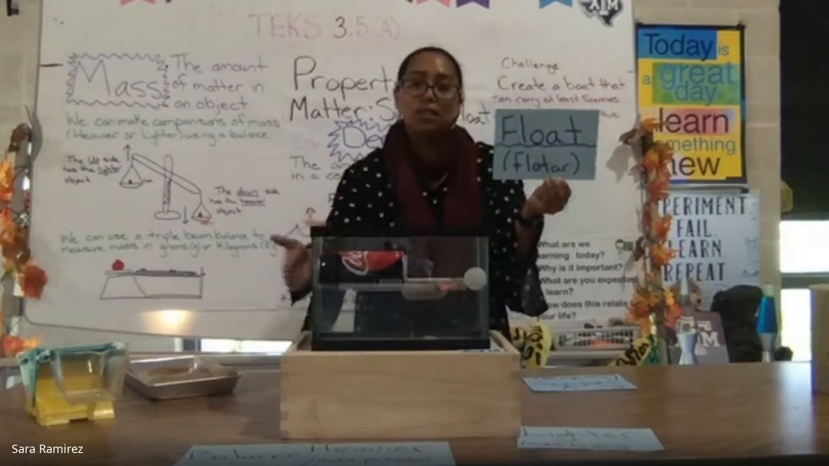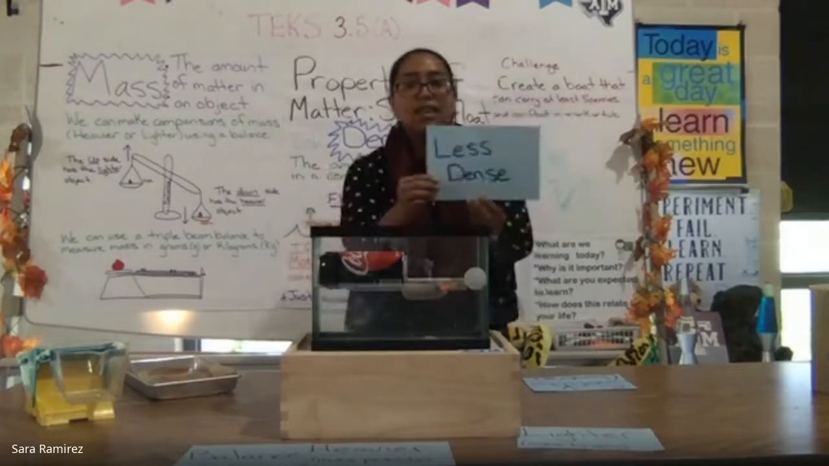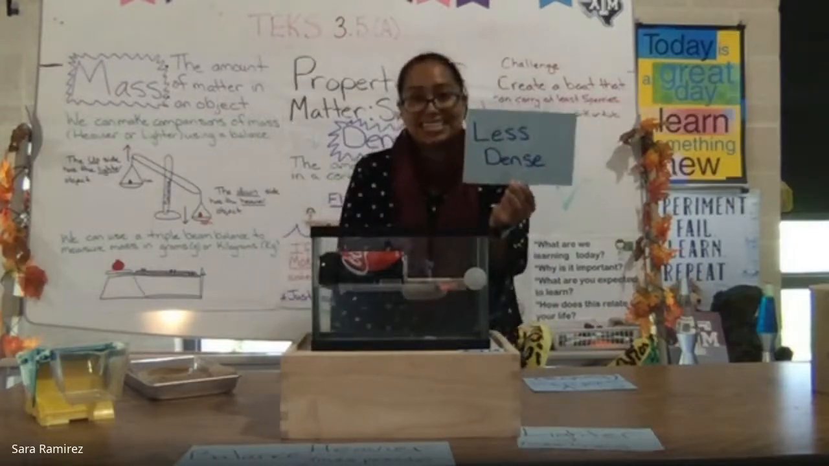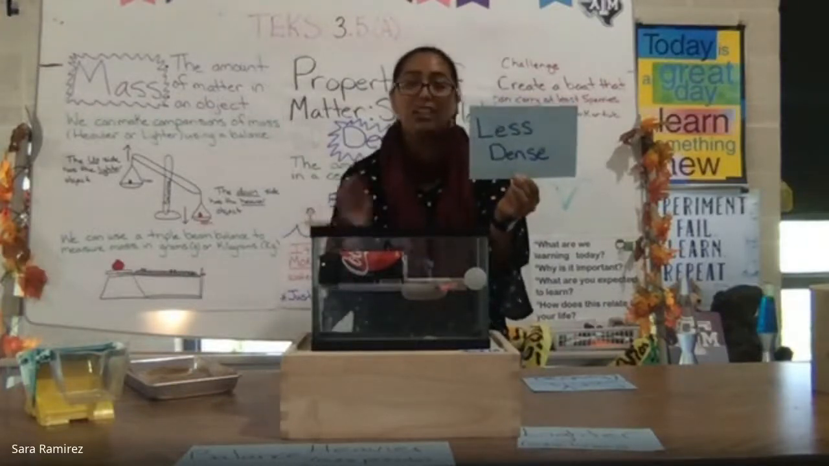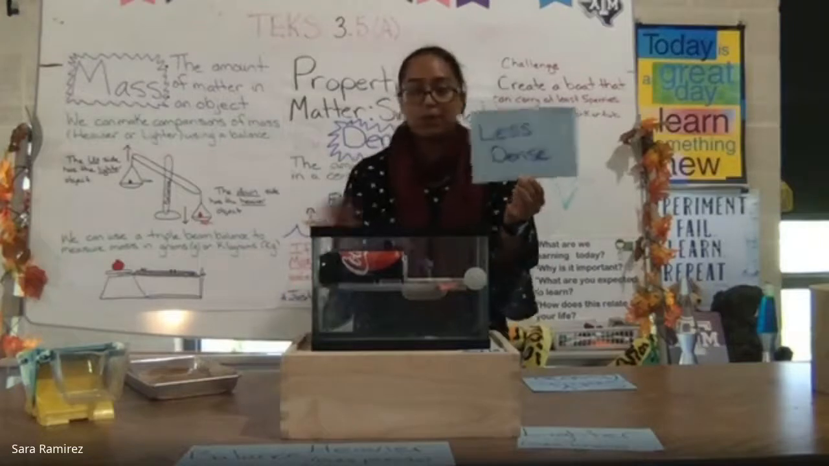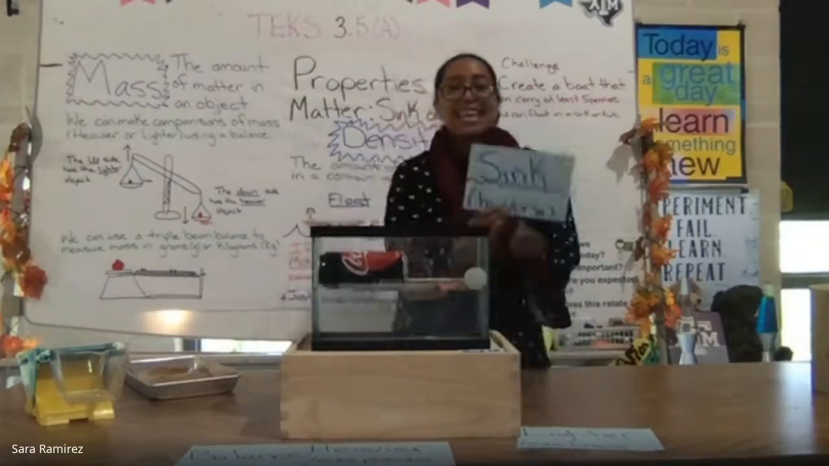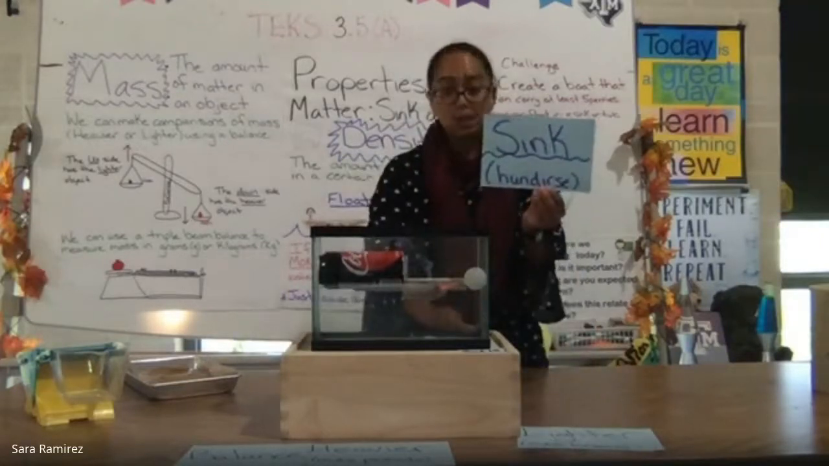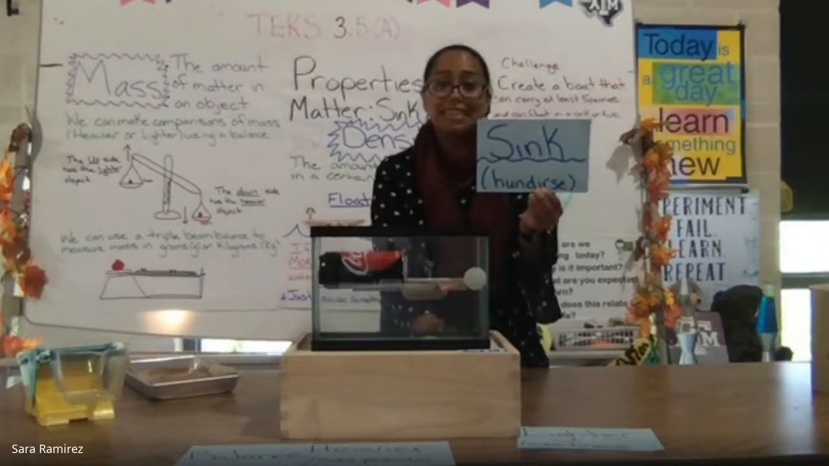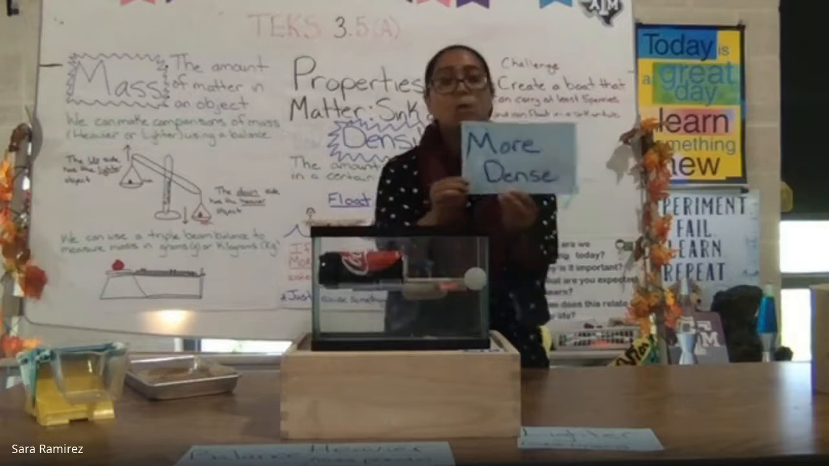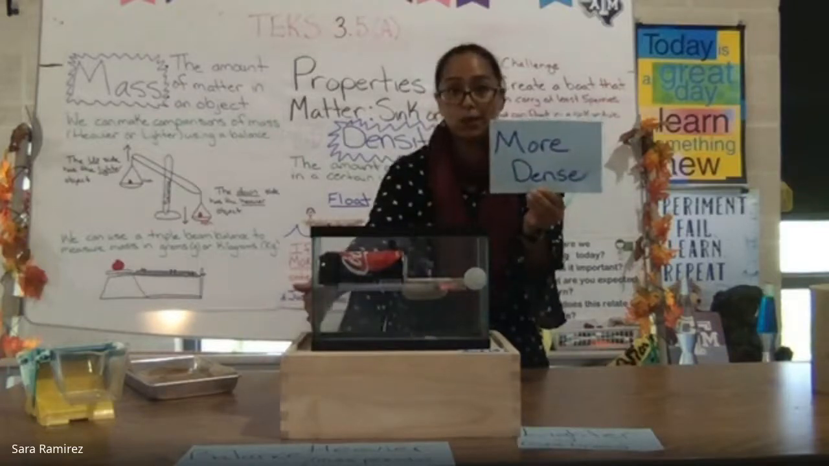So the objects that float, we say that they are less dense than the liquid they are in. So in this case, these items that floated are less dense than the water. The objects that sank, that fell to the bottom, were the bead and the limestone. Because they sank, they are more dense than water.